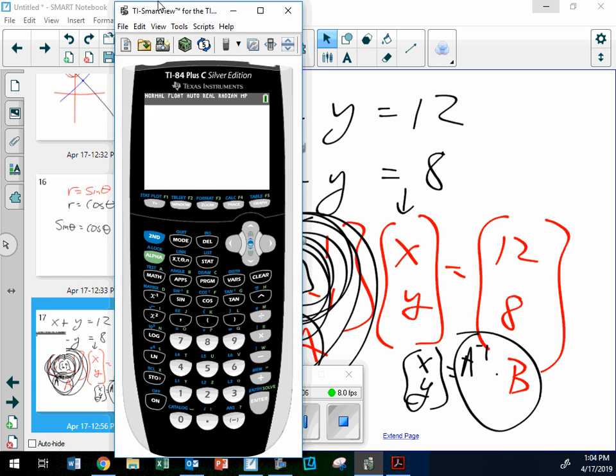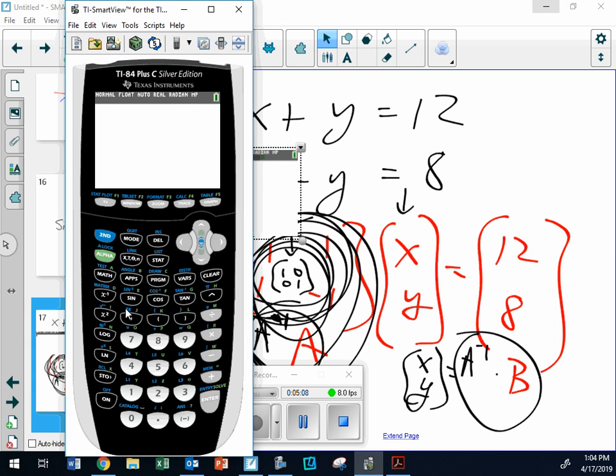What a pain. Okay. I'm going to go matrix A. But I don't really want A. I want the inverse of A. So I hit that key right there. Times matrix B.